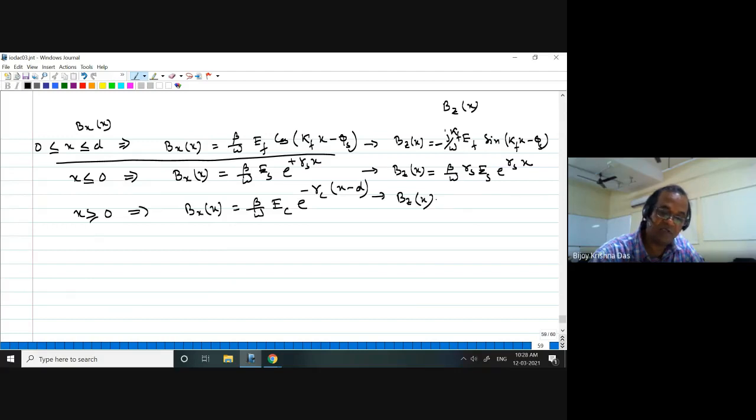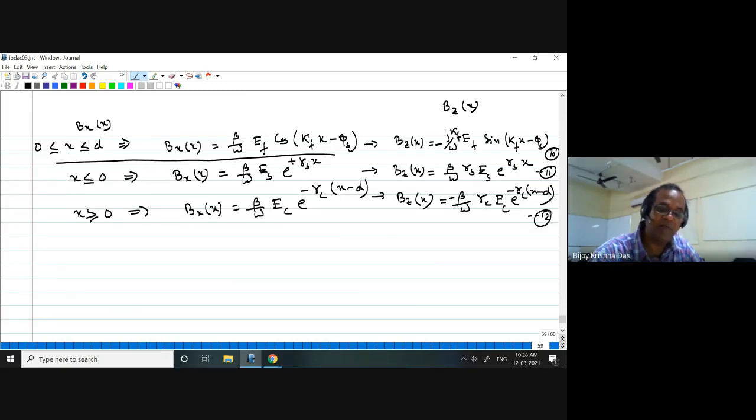bzx for the third region. There also you will be writing beta by omega gamma c, with a minus sign, e to the power minus gamma c (x minus d). So I hope everyone can follow this, right? So these may be equation numbers 10, 11 and 12.